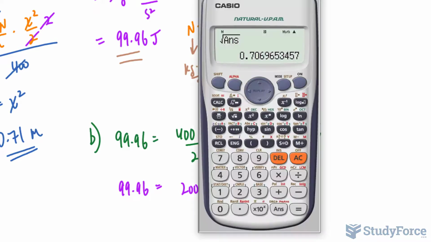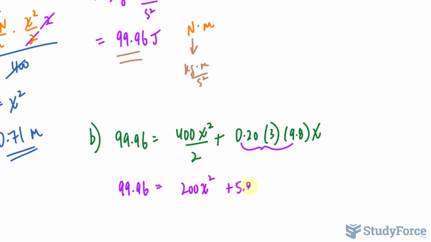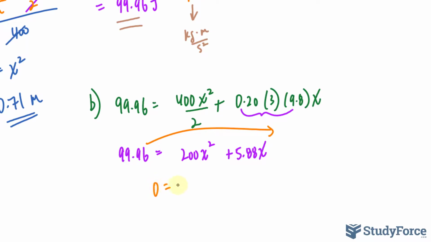Let's multiply these using our calculator. 0.2 times 3 times 9.8. That's equal to plus 5.88x. Solving for x, we need to bring that constant over. So we have 0 is equal to 200x squared plus 5.88x minus 99.96.